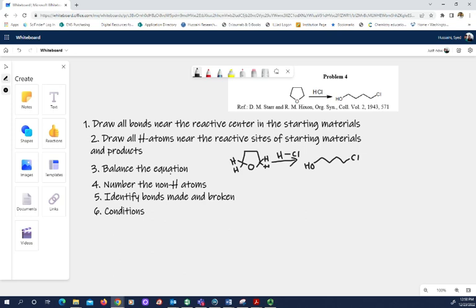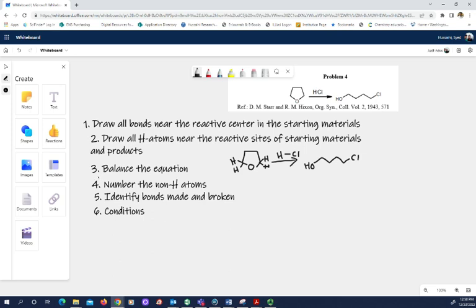Then the third part is balance the equation. The equation is already balanced. If you write down the molecular formula here, and then the molecular formula here, these two will be equal. So there is nothing to add here.